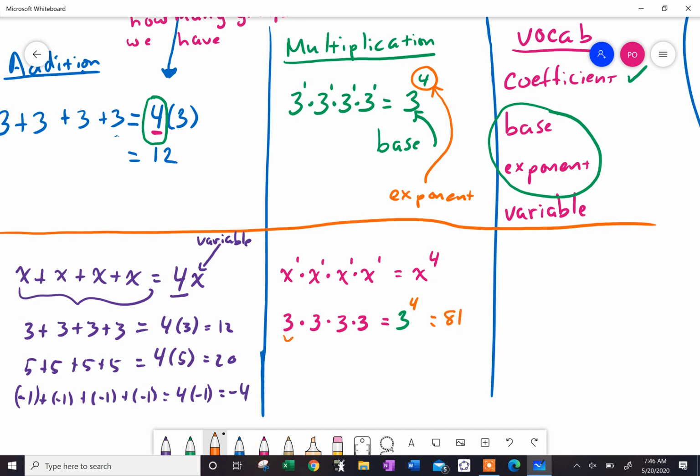Or, really, you could say 3 times 3 is 9, and 3 times 3 is 9, and then 9 times 9 is 81. And once again, that works for other numbers too. If it was 5 times 5 times 5 times 5, we get 5 to the 4th, which happens to be 625.